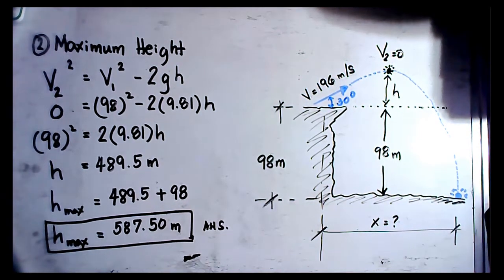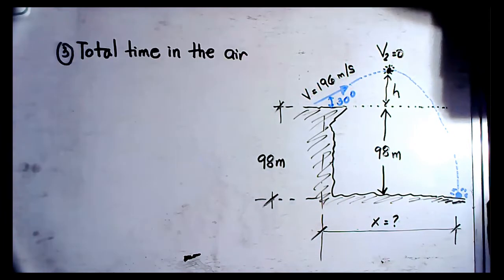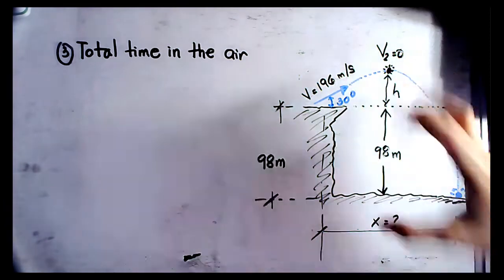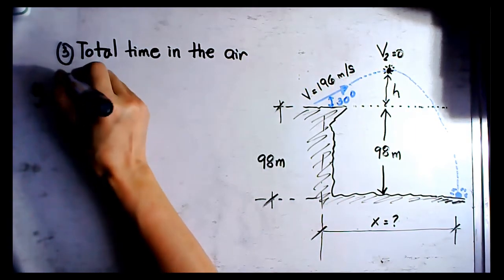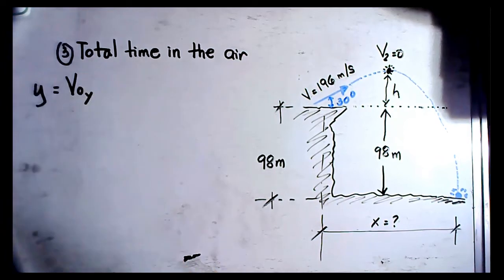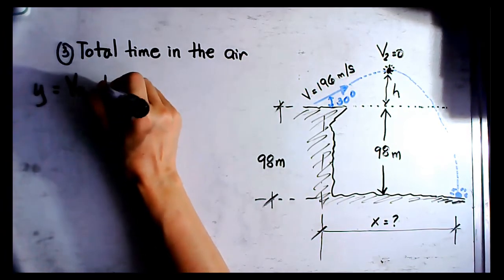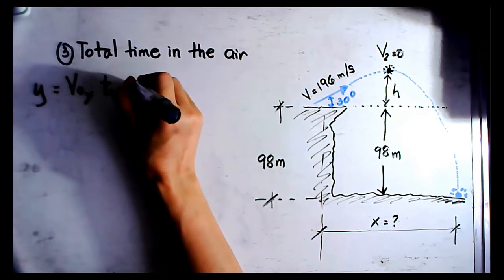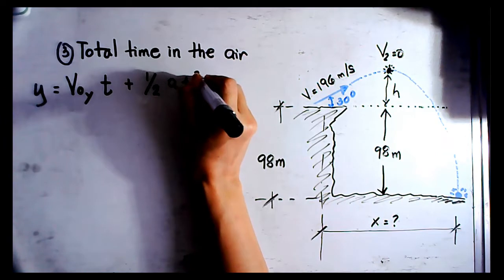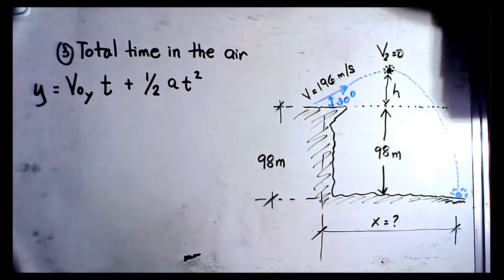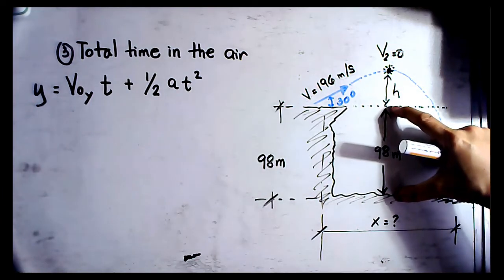So we are down to the third question for this problem. Now, the third question is about the total time in the air. So the total time in the air for the projectile can be determined using the formula for the value of y. So y is equal to initial velocity, which is the y component, multiplied by time, plus 1/2 a t squared.